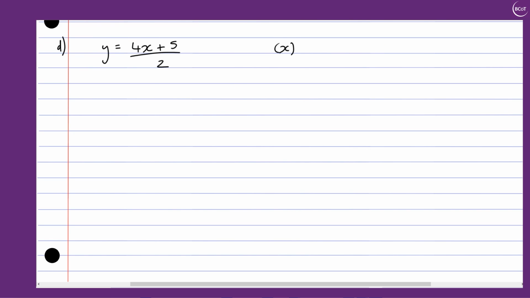Question D, y equals 4x plus 5 over 2, and we're being asked to make x the subject on its own on one side or the other. So you're looking at this, you're thinking, right, how on earth do I get the x on its own? The x is glued to the 4. They're like Forrest Gump and Jenny. They stick together wherever possible. So we've got 4 and x stuck together because it's 4 times x. So we can't move the 4.